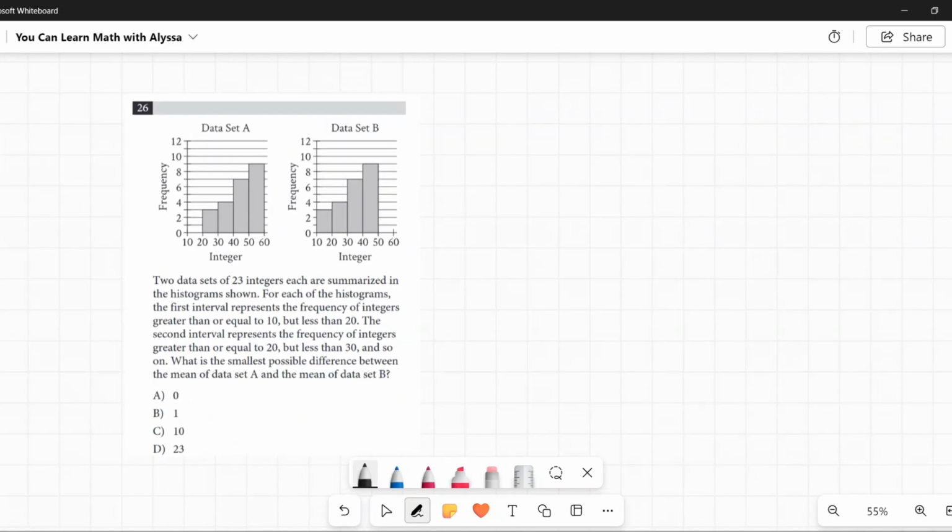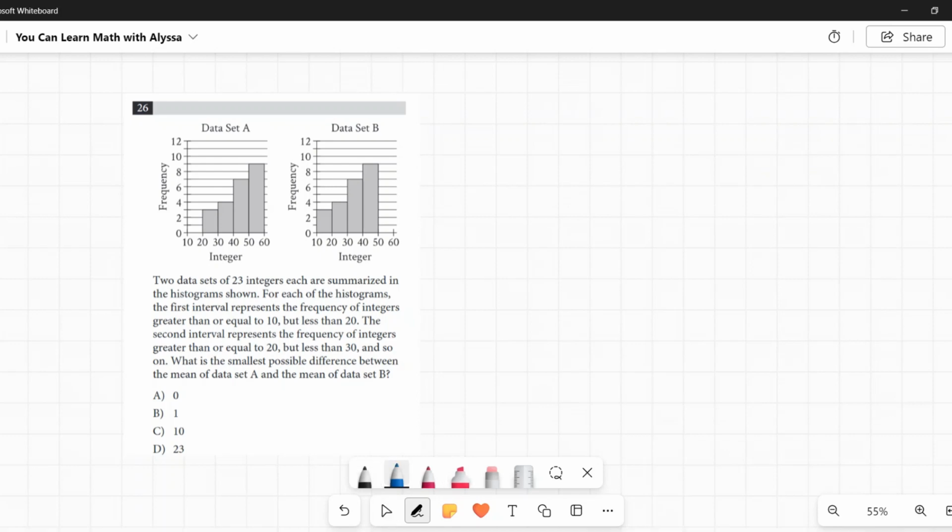Number 26. Two data sets of 23 integers each are summarized in the histograms shown. For each of the histograms, the first interval represents the frequency of integers greater than or equal to 10 but less than 20. The second interval represents the frequency of integers greater than or equal to 20 but less than 30, and so on. What is the smallest possible difference between the mean of data set A and the mean of data set B? There's a lot going on here.